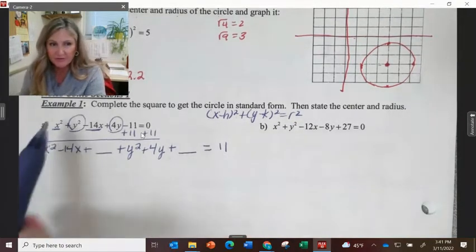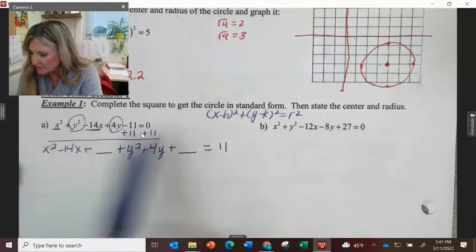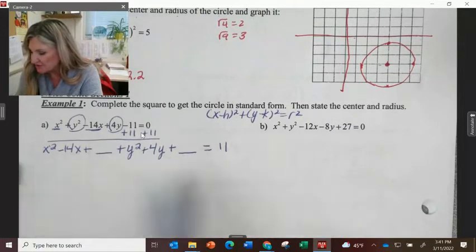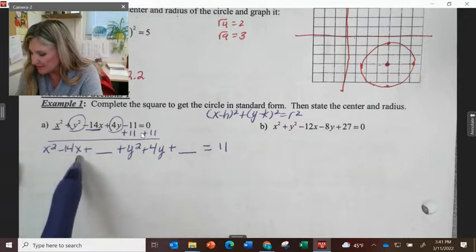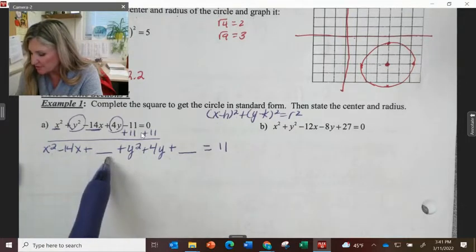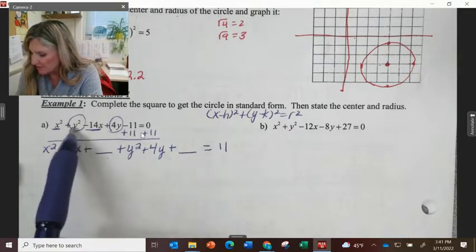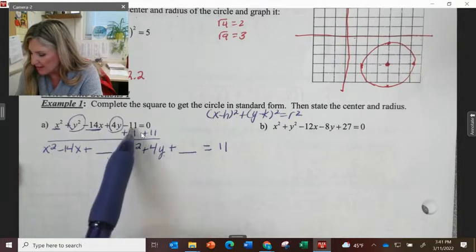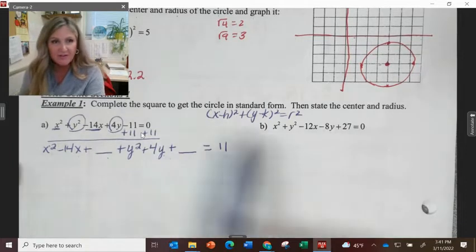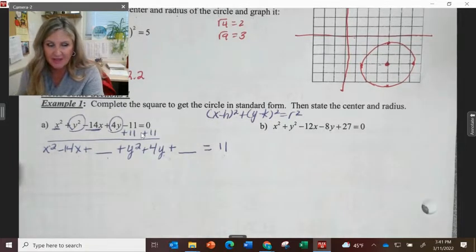All right, before we go any further, let's make sure this makes sense. Let's make sure we haven't changed this in any way. We have x squared minus 14x that we reordered, plus we're going to fill in this blank. Then we're going to have plus y squared plus 4y, and then the 11 went over here. So everything's taken care of. You want to double check that.